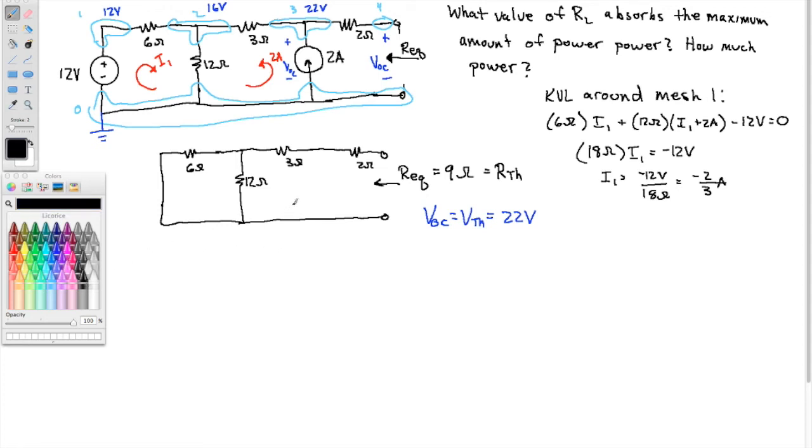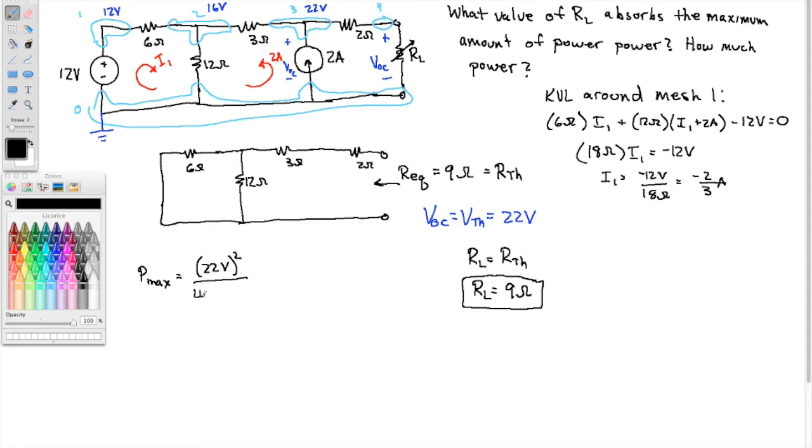All right, so how much power can this thing absorb? The maximum amount of power. So actually, let's go back to the original circuit with that load resistor connected. The question was, which value of resistance should I connect here to absorb the maximum amount of power, and how much power can I get then? Well, based on what we found on the previous slide, I should connect RL equals to R Thevenin. So if I want to absorb the maximum amount of power for this circuit, I need to connect 9 ohms. Connecting 9 ohms here absorbs the maximum amount of power. And how much power is that? Well, our previous result said take the Thevenin voltage squared divided by 4 times the Thevenin resistance.